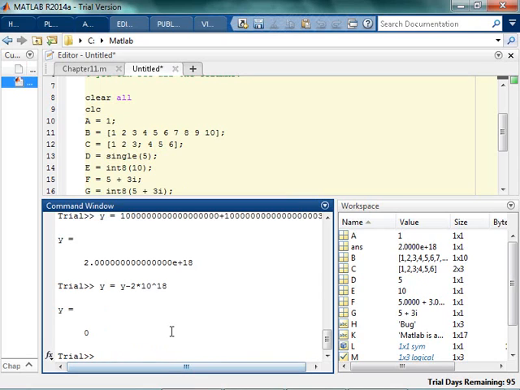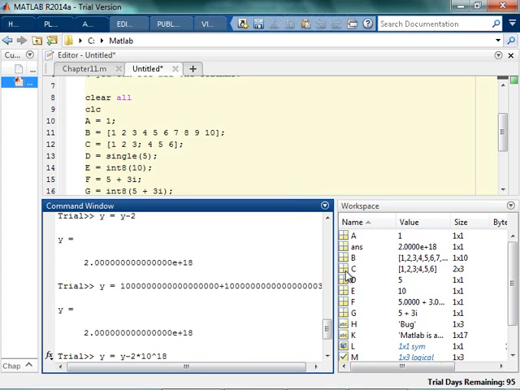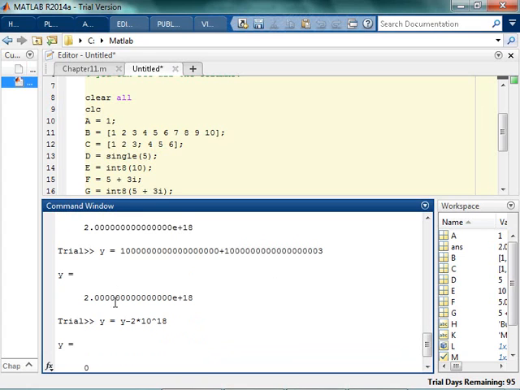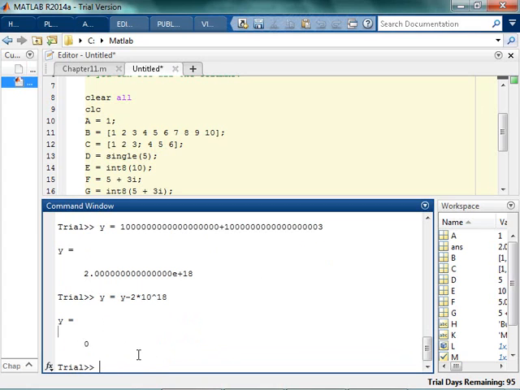So I'm going to show you what I did again. Basically what I did is I took this very, very, very large number times this plus this very, very, very large number. So I got that. Then I subtracted off 2 times 10 to the 18. So I should get these teeny weeny numbers here at the end. And I didn't. I got 0.